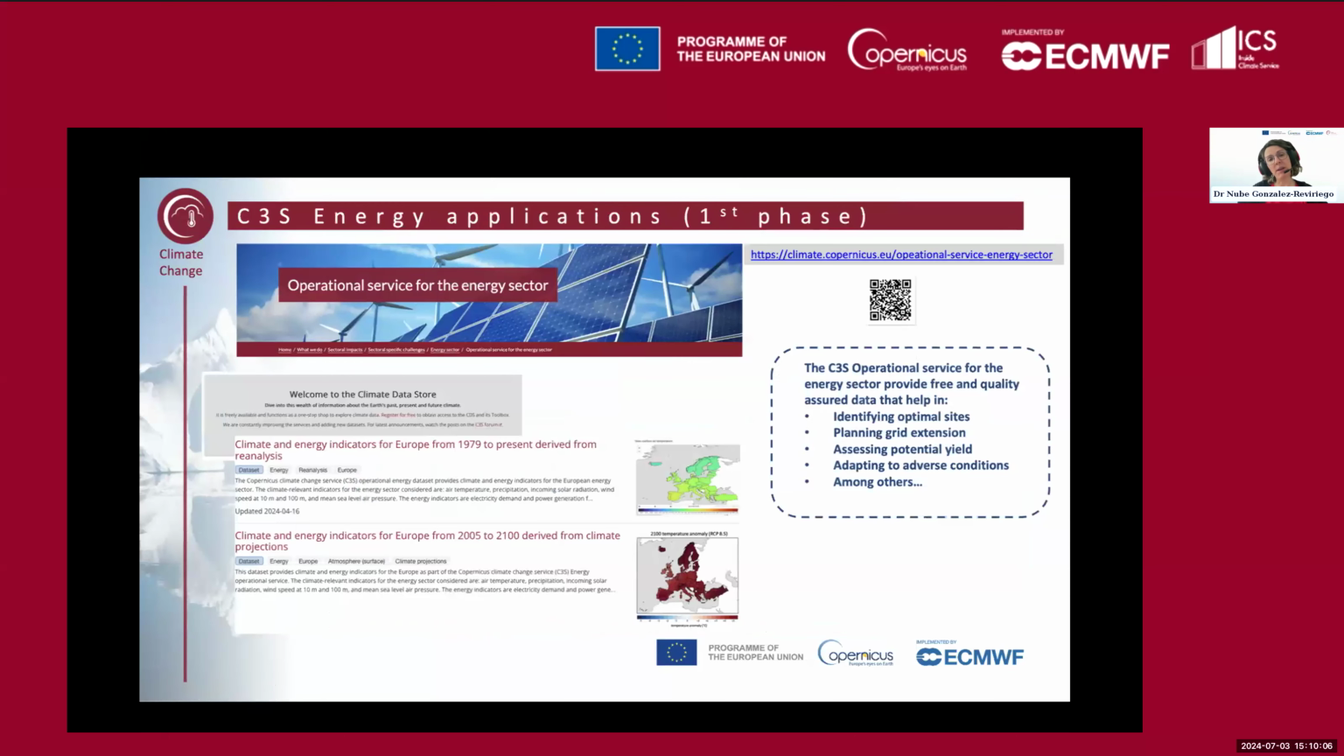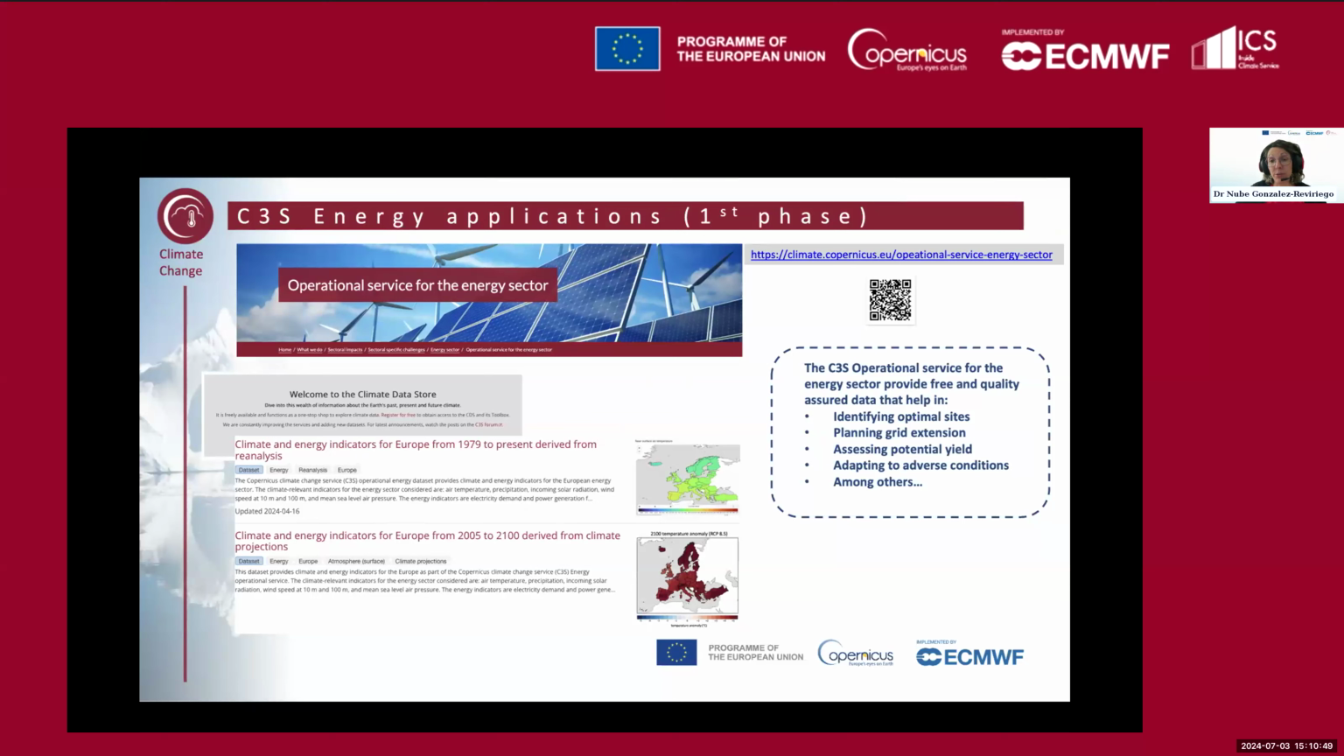As Alberto has explained before, at the Copernicus Climate Change Service, we are developing an operational service for the energy sector. We started this operational service some years ago. What you can see here is the first phase, in which we provide through the Climate Data Store 2 main data sets: climate and energy indicators for Europe for the historical period, and also the same indicators for the future period, derived from climate change projections using EURO-CORDEX simulations.